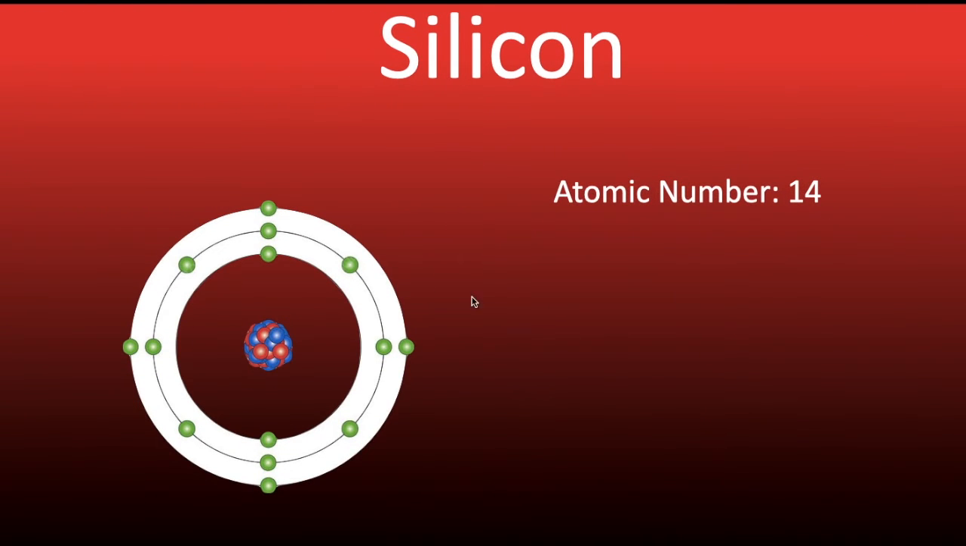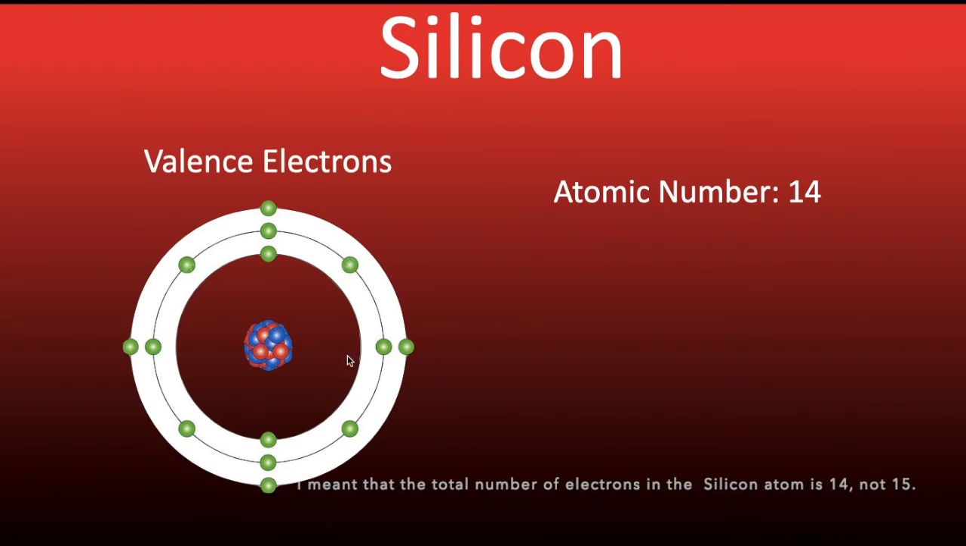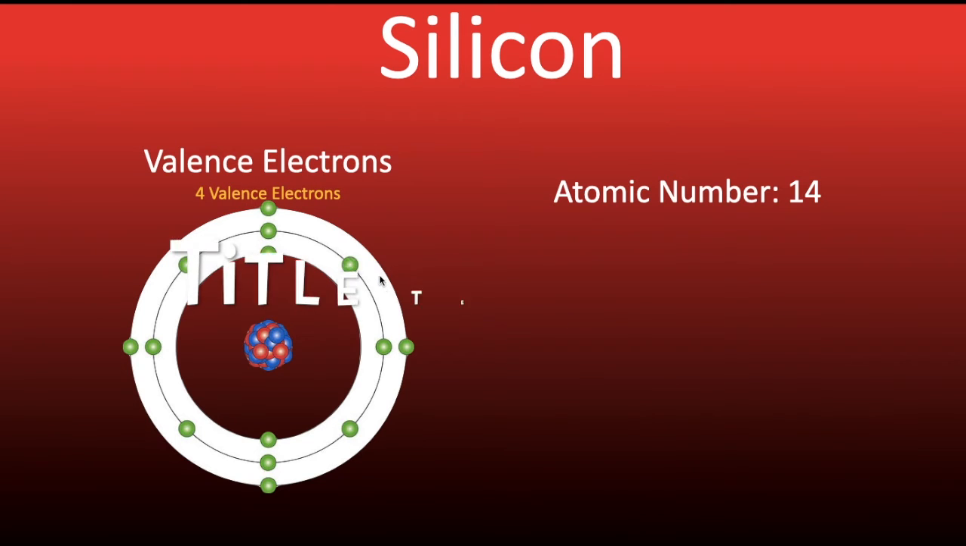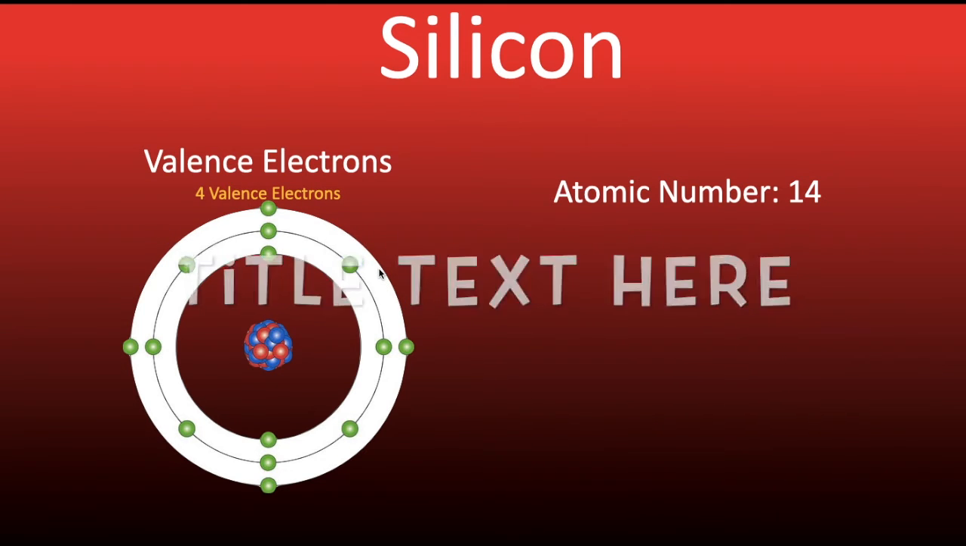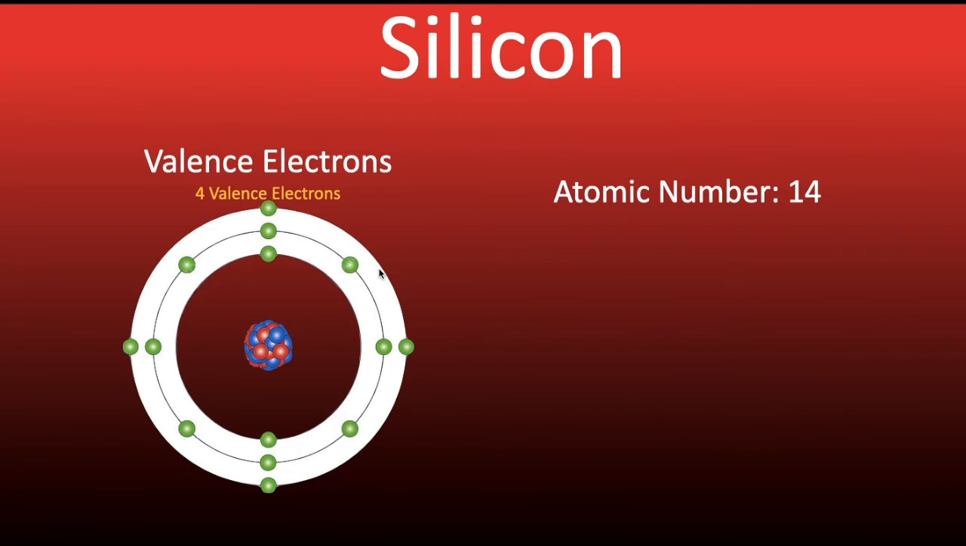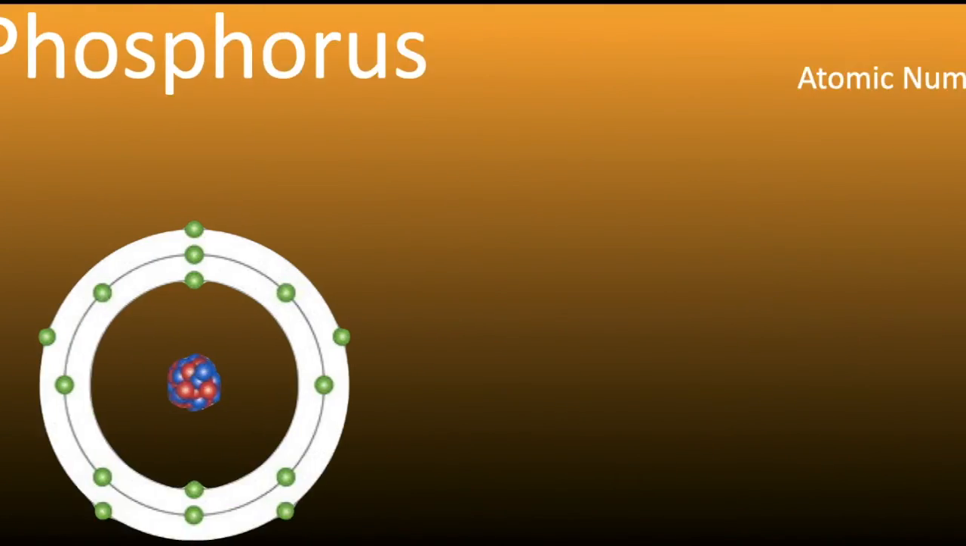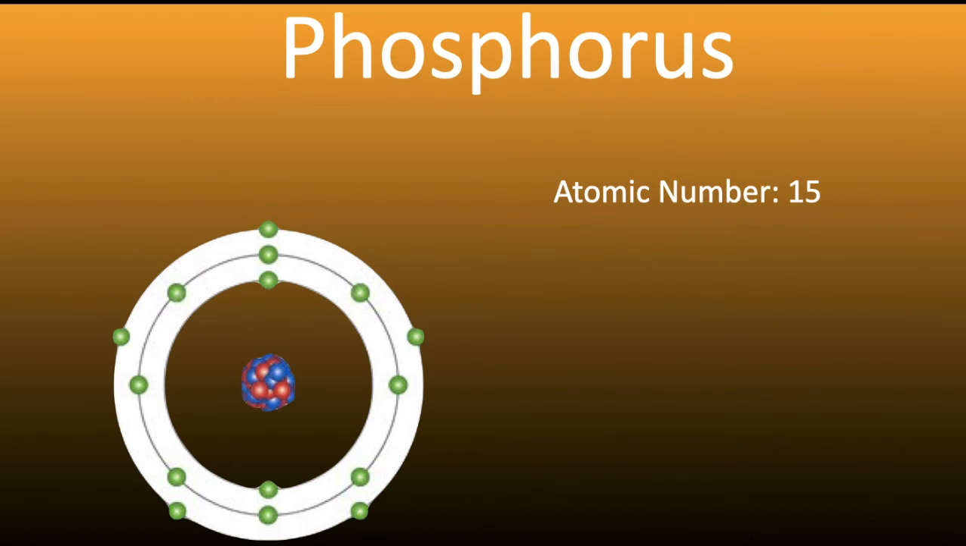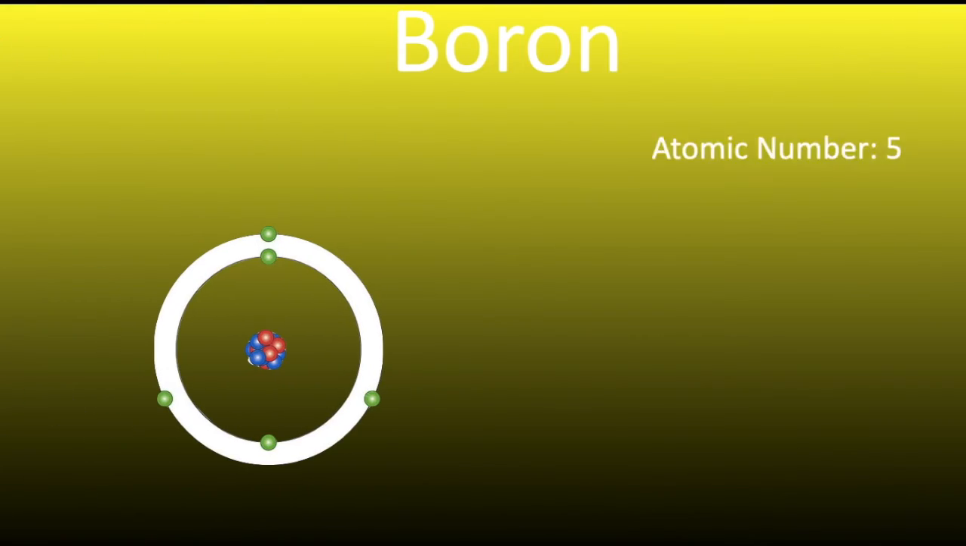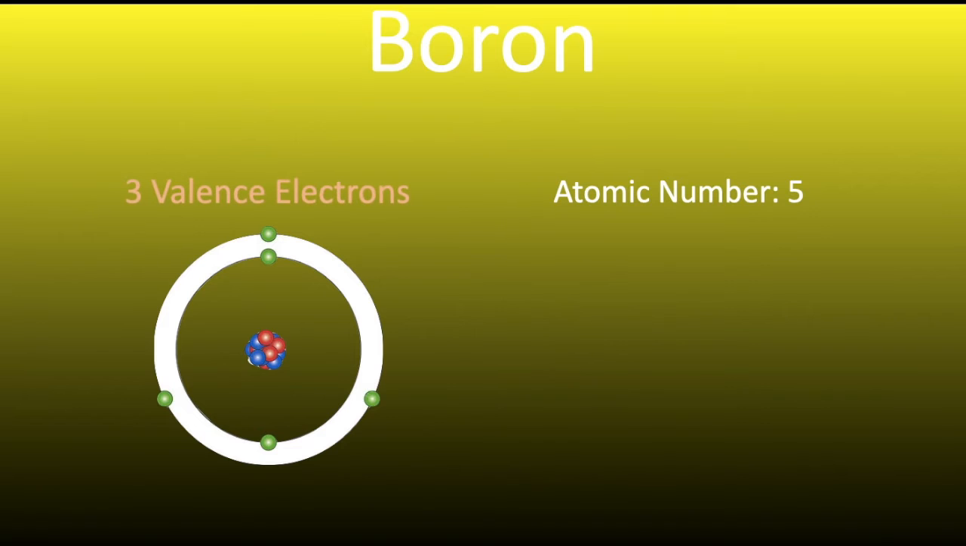So let's look at silicon. So silicon has an atomic number of 14, and this is how it looks like. So we have 4 electrons in the outer shell. And we have a total of 14, but when we look, we can see 4 on the very outer shell. And those are called the valence electrons. So here we have 4 valence electrons. And valence electrons are the electrons that silicon just wants to get rid of. It'll do anything to get rid of those electrons. Then we have phosphorus. Phosphorus has an atomic number of 15, so it has 15 electrons, and it has 5 valence electrons. And then lastly, boron has an atomic number of 5, and it has only 3 valence electrons.